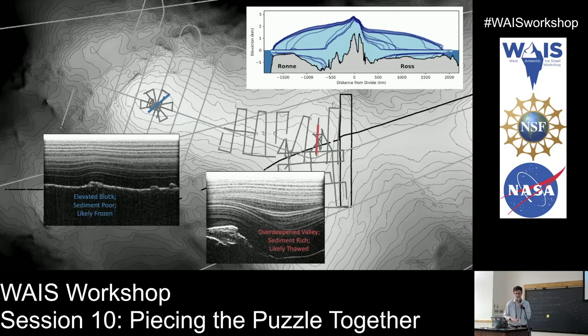And it makes us think about kind of the difference between the east part of Hercules Dome that Andrew was talking about with this over-deepened valley. He talked about the sediment rich, and it's likely thawed at the bottom there, as opposed to what we're now kind of interpreting at the Hercules Dome summit. It's up on top of this elevated block, so the bedrock is a lot higher. There's probably a lot less sediment, and it's likely frozen there.